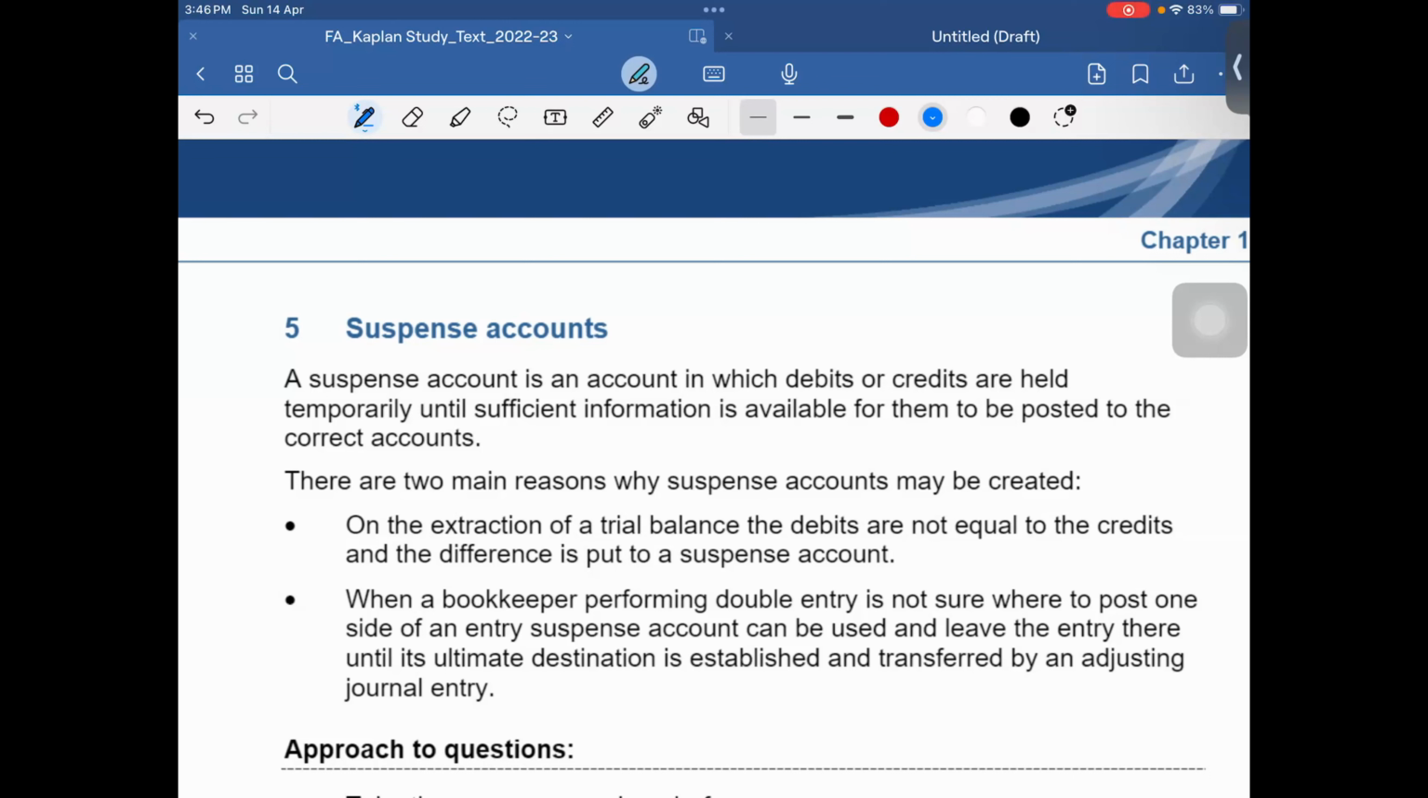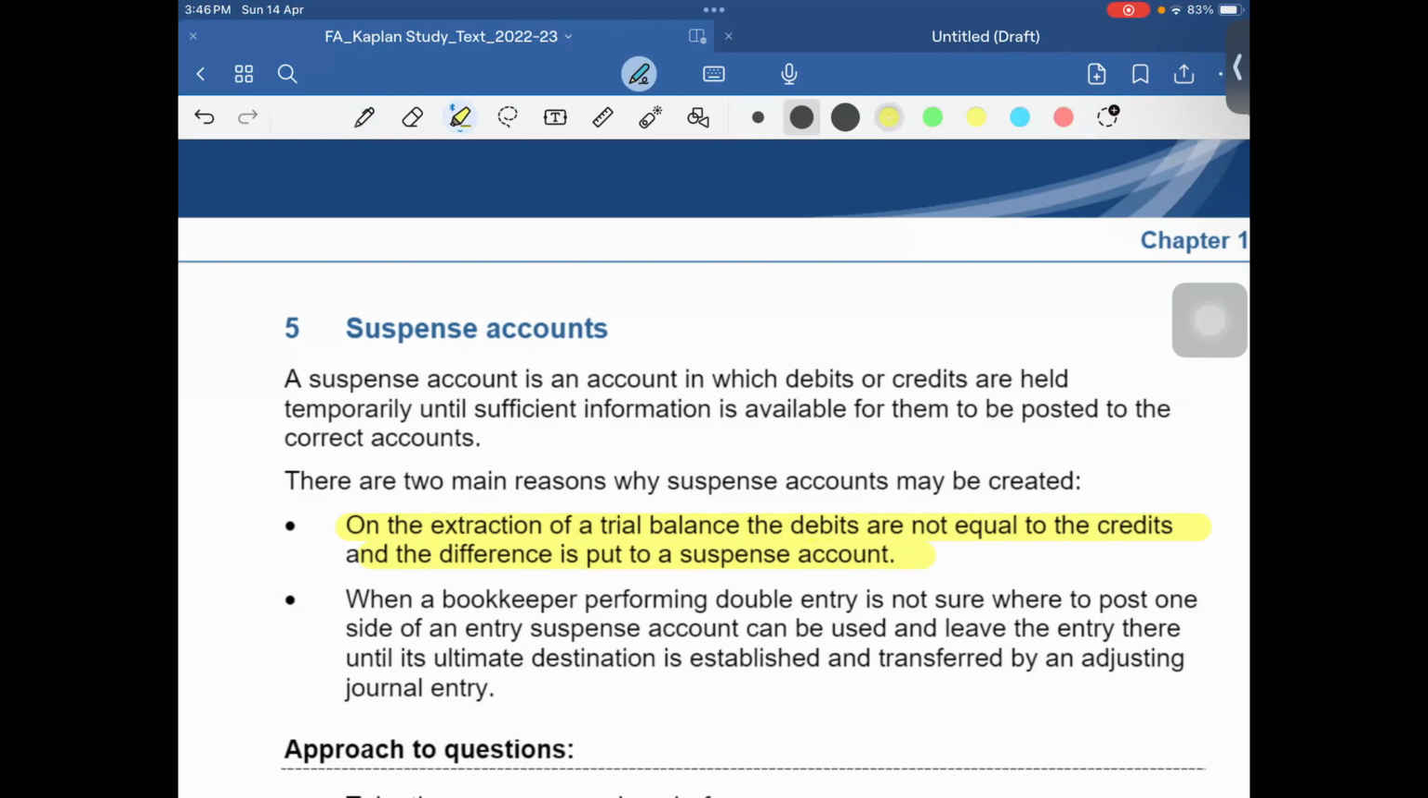Now, the two main reasons why a suspense account is created. First, on extraction of the trial balance, debits are not equal to credits, so we are going to put the difference into the suspense account. The suspense account automatically corrects the trial balance, with the errors that are equal in balance as well. Clear?